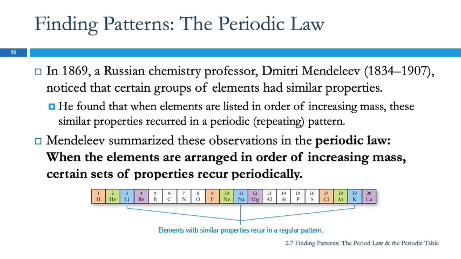manner. So here, if you look at the first 20 elements and put them in order, we see that lithium and sodium and potassium all have similar characteristics. They're metals, they're highly reactive, etc. And if we look at beryllium and magnesium and calcium, they also have very similar properties. And so the periodic law is a summary of these observations. When the elements are arranged in order of increasing mass, certain sets of properties recur periodically.